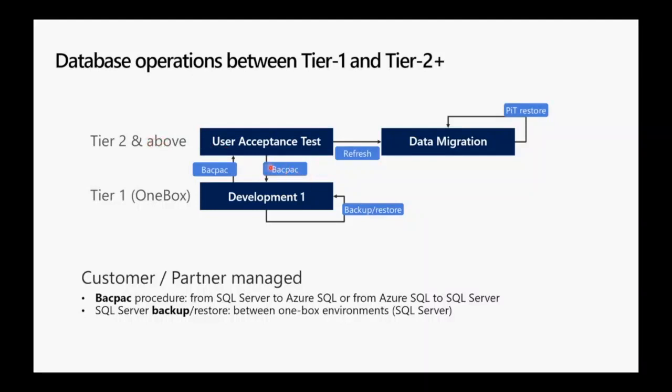If there is a backpack in the LCS library already, you can download it to the tier 1, import it into your local SQL database, and be able to have a copy of the tier 2, for instance, golden configuration or test database that you want to give to your developers. But bear in mind, the operations for tier 1 are operations that either you as customer or you as partner will have to execute yourself. So there is no assistance from Microsoft on those operations.